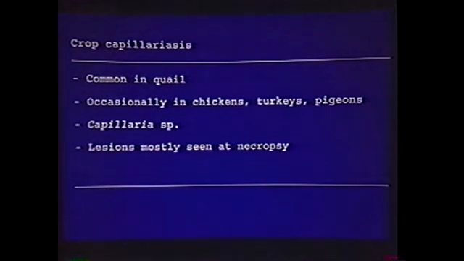It's caused by Capillaria species and can be seen in other species as well, in addition to quail, but it seems that it's very common in quail.